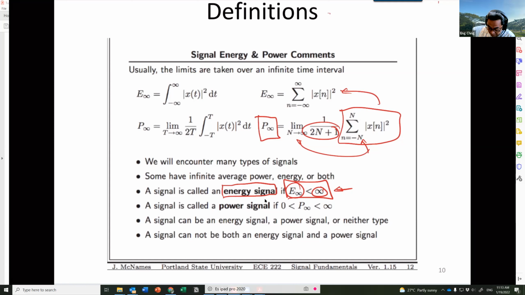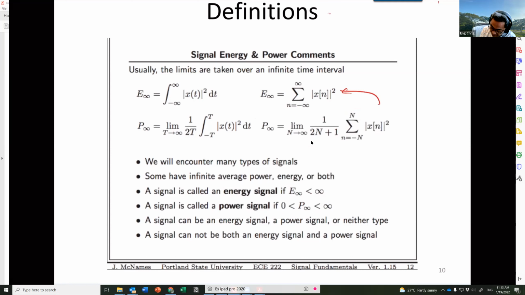Now, if this P infinity can be computed, it is not infinity, and it is greater than 0, then it is a power signal. So this is the definition of an energy signal and a power signal. Some interesting observation: a signal can be energy, can be power, or neither. So it can be one of them. However, it cannot be both, at the same time, an energy and a power signal, because here the power is greater than 0.